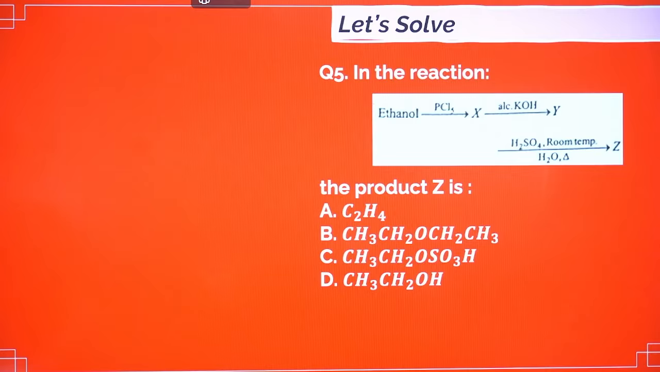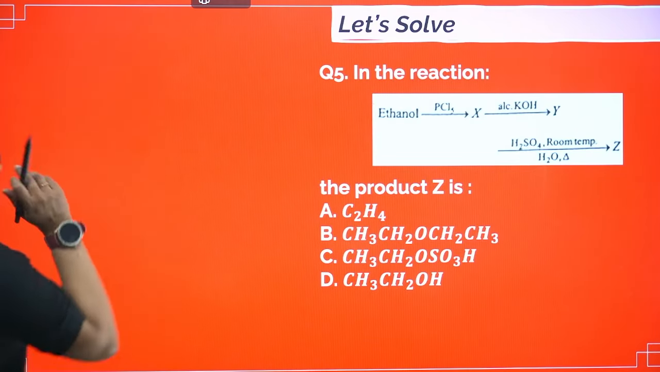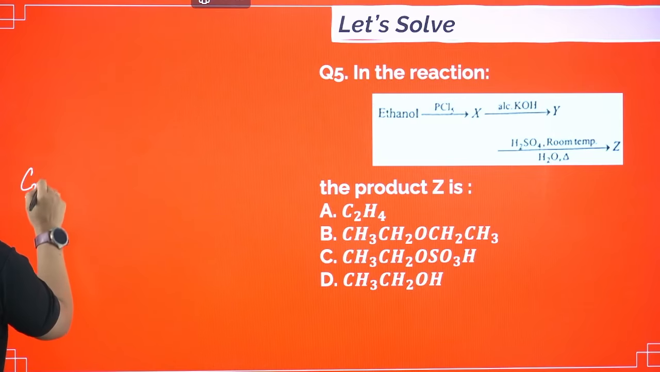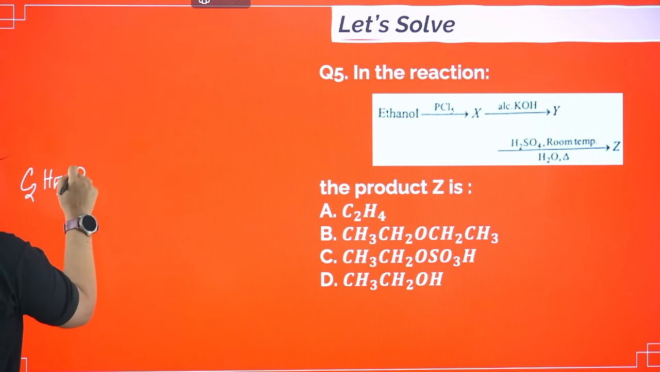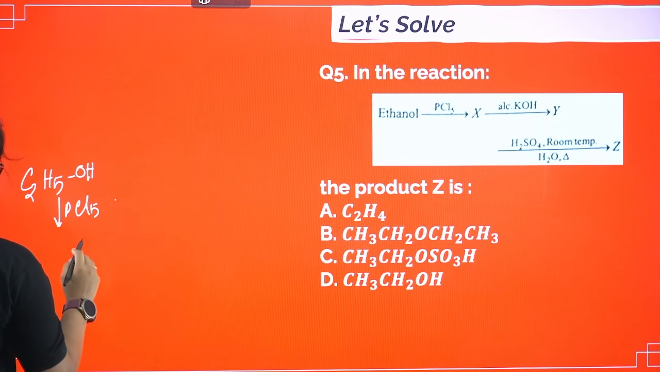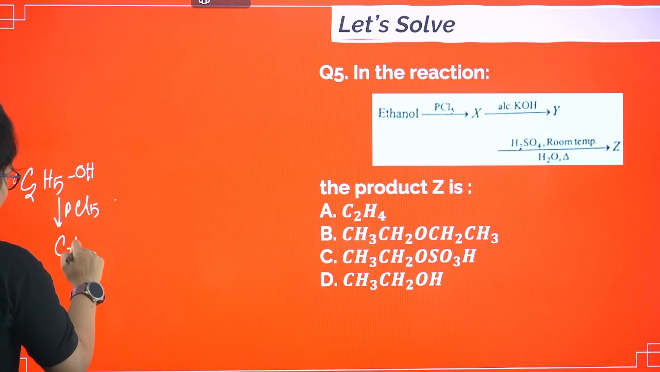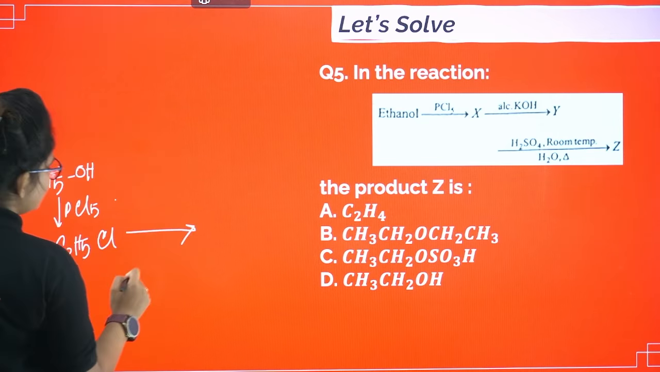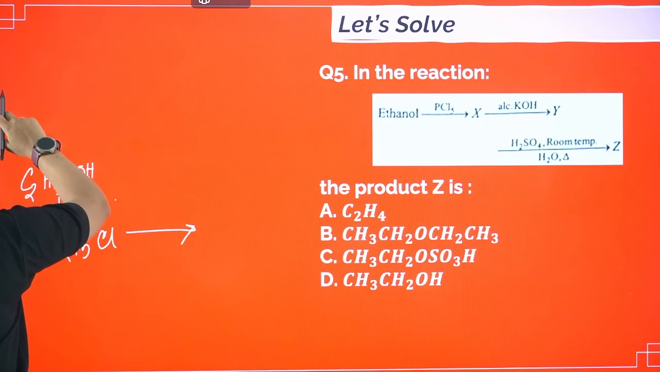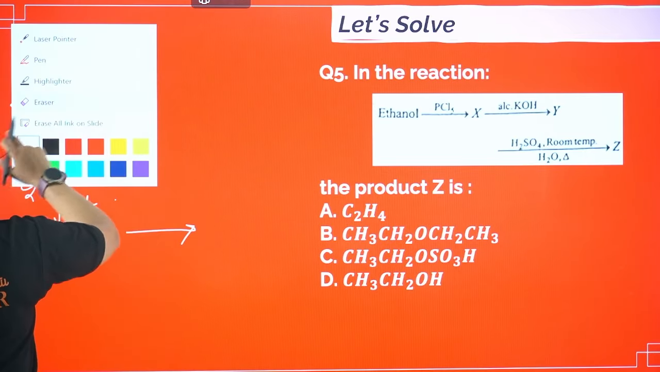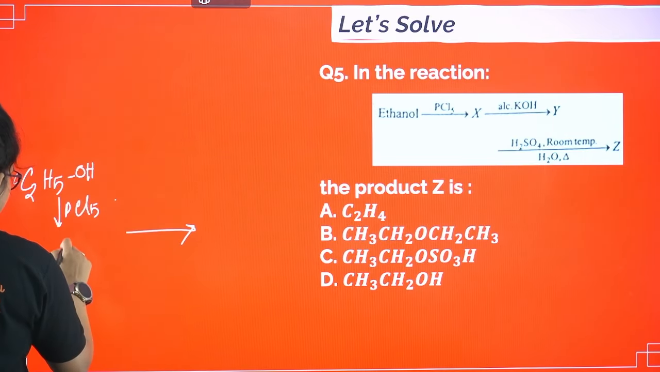Okay, so I'm having ethanol giving PCl5. Let's start. We are having C2H5OH. Here I am giving PCl5. So it will give you C2H5Cl. Right, now what I am going to do? Alcoholic KOH. Once I am giving alcoholic KOH, let me write down this structure properly.